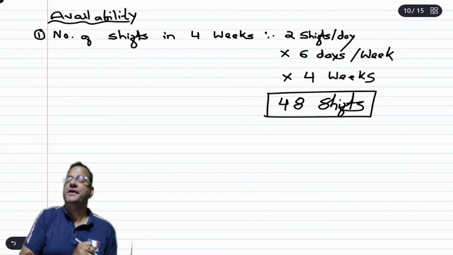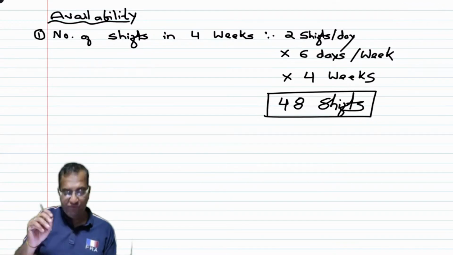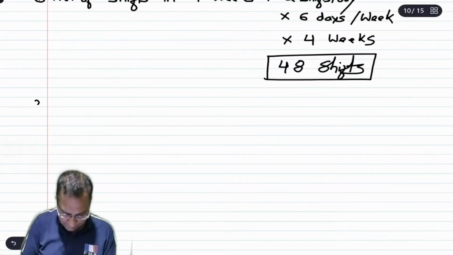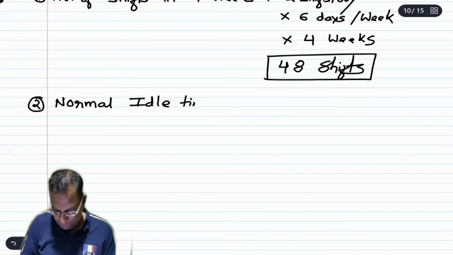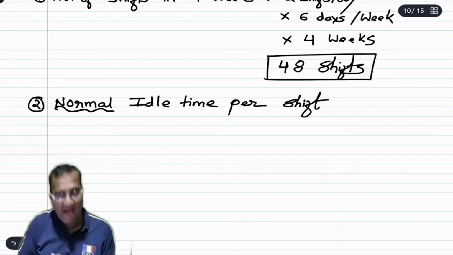So we have this data: in a 4-week period we have 48 shifts. Okay. Second point, what is the normal idle time? Normal idle time per shift. The important words are normal idle time.